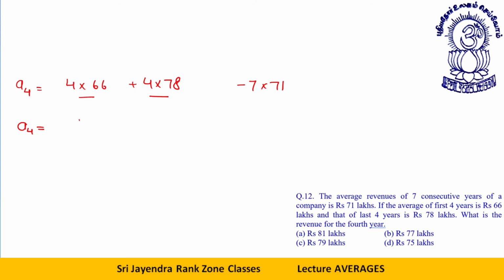4 into 66, 4 into 78, that will give me 66 plus 78 will be 144, minus 7 into 71. 4 into 144 will be 576. So that will give you 79 lakhs. Okay. I hope things are clear so far. Let's move to the next one.